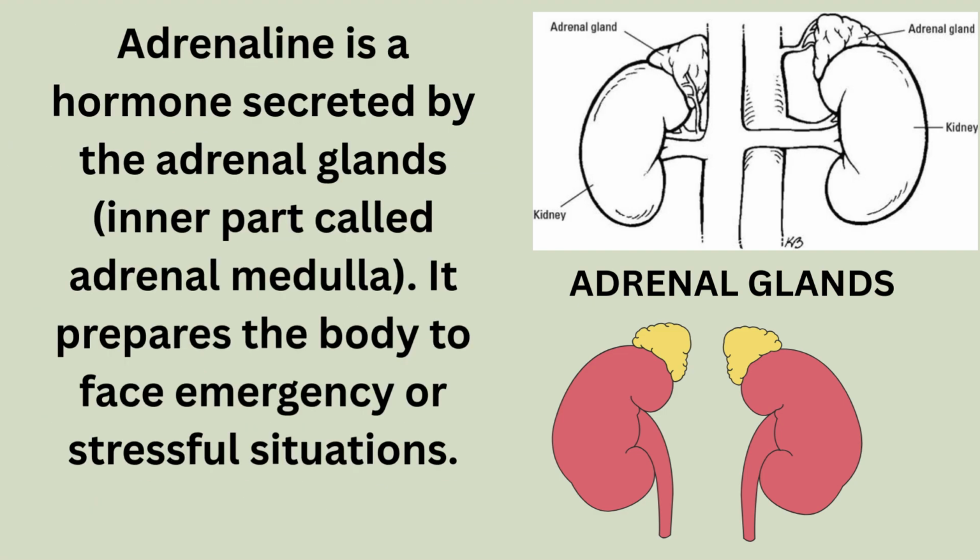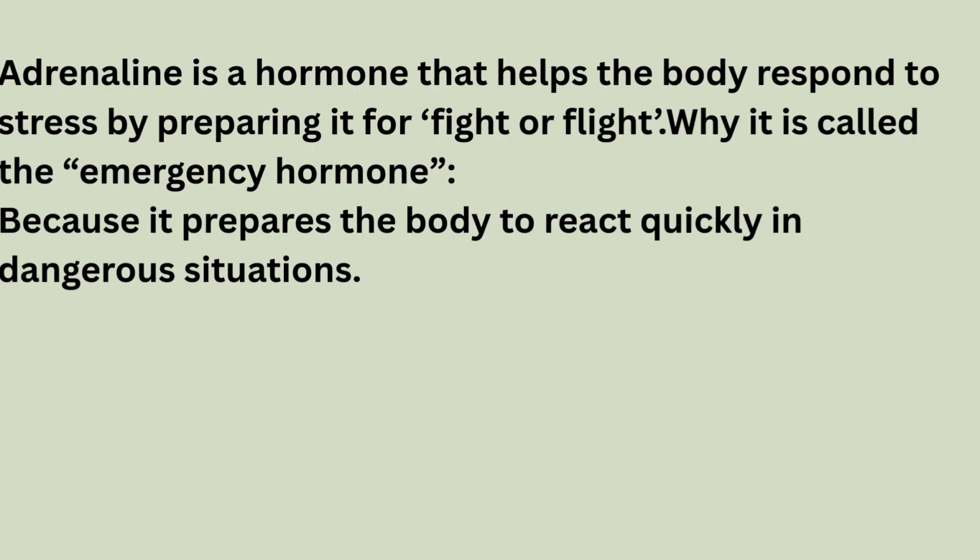Adrenaline is a hormone secreted by the adrenal glands, the inner part of the adrenal medulla. It prepares the body to face emergency or stressful situations. So, this hormone is secreted by the adrenal glands and prepares us for any emergency. It is a hormone that helps the body to respond to stress by preparing it for a fight or flight.